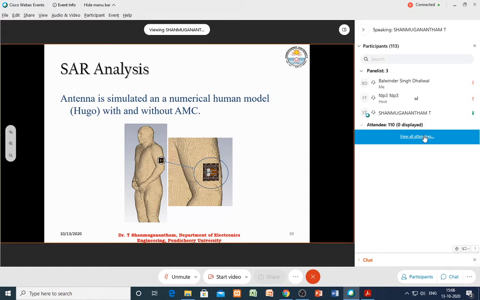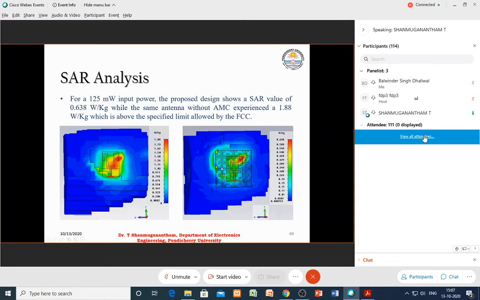The antenna is simulated in the numerical human model. The models are normally available in the simulation software itself, with and without AMC. Here, the fabricated proposed antenna is mounted on the arm of the human, because these flexible antennas have more advantages compared to conventional antennas; they can very easily be mounted wherever we want. And the specific absorption rate is analyzed for this case.